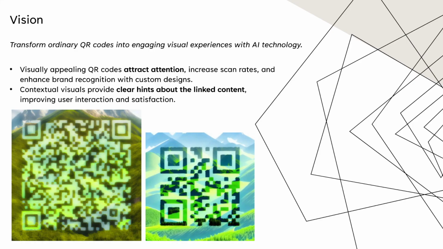The vision. The main vision behind the project is to provide people a service which they can use to generate QR codes with an AI, enabling a mixture of standard QR codes with new visual effects beside them. QR codes made this way will attract more attention, increasing scan rates, enhancing brand recognition. Also, those same visuals provide additional hints about the link's content, improving the user's interaction. Now here you can see two QR codes generated with this demo.